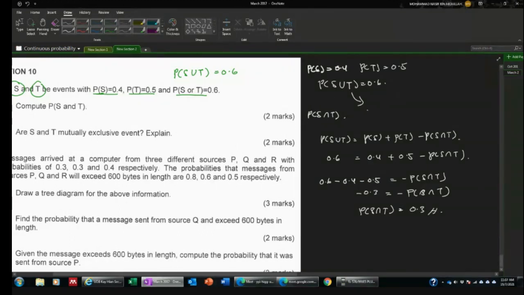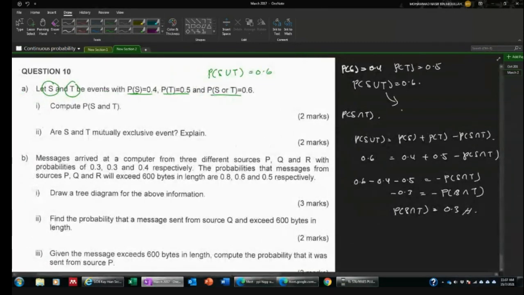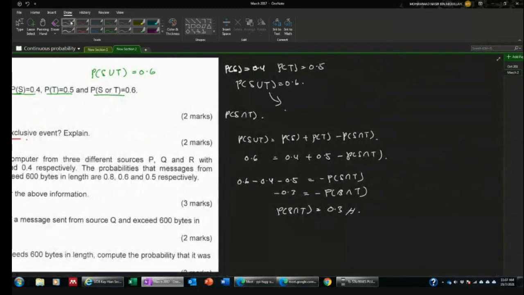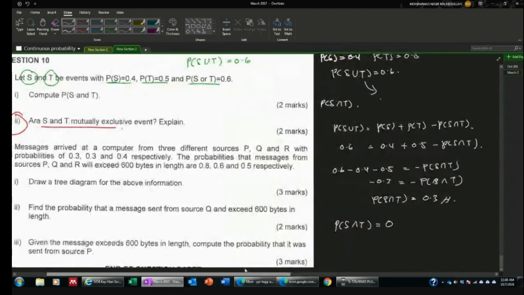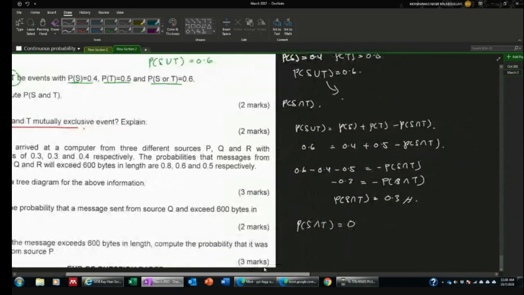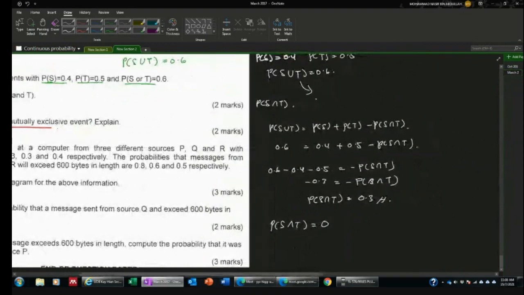So the next question is, S and T are mutually exclusive event. So mutually exclusive event, so how to know the probability event is a mutually exclusive? Mutually exclusive when there is no intersection between two set. Again, probability of S intersect T should be equal to 0. Right? If S intersect T is not equal to 0, so then it's not a mutually exclusive event. Since probability of S intersect T is not equal to 0, right?